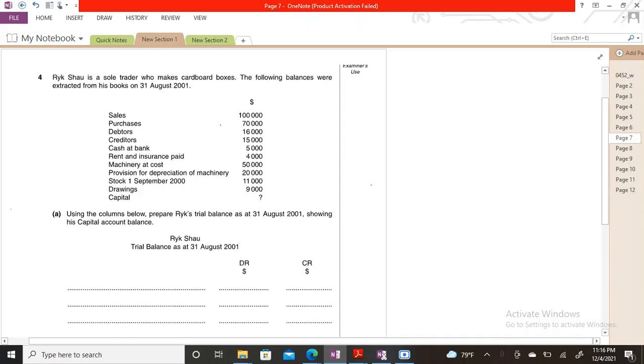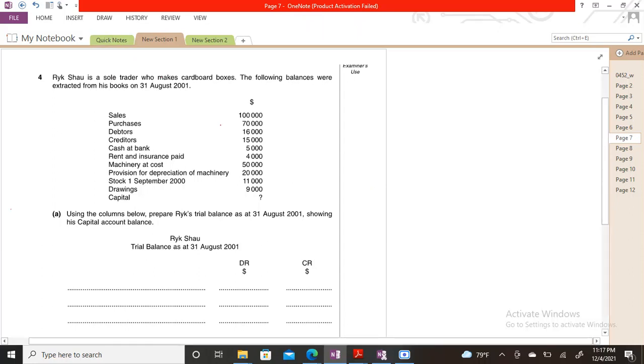Rick is a sole trader who makes cardboard boxes. The following balances were extracted from his books on 31st August 2001: sales, purchases, debtors, creditors, cash at bank, rent and insurance, machinery at cost, provision for depreciation of machinery, stock at 1st September 2000, drawings, and capital, which is unknown. Part A, for 12 marks: using the columns below, prepare Rick's trial balance as at 31st August 2001, showing his capital account balance. So we have to find this capital balance.